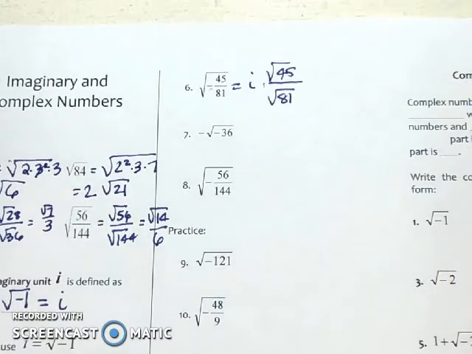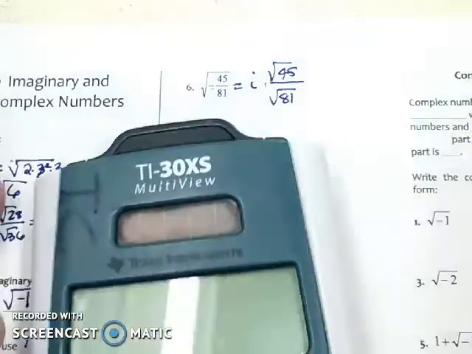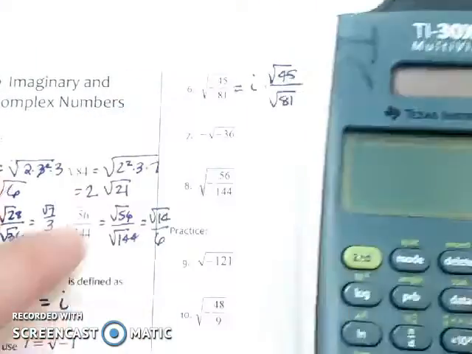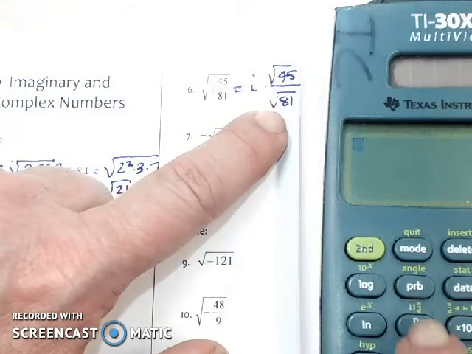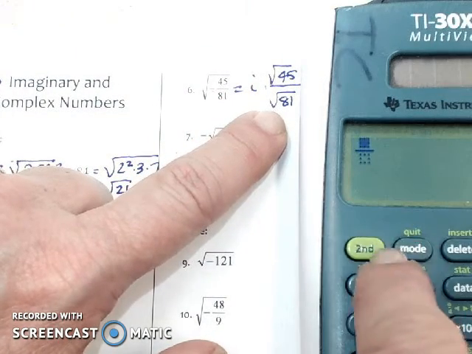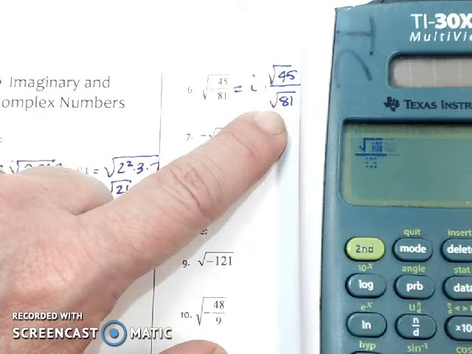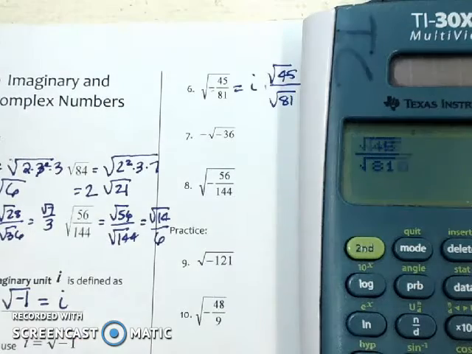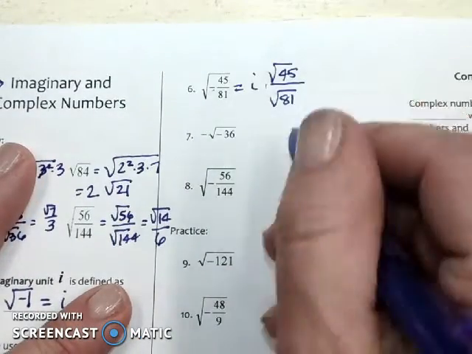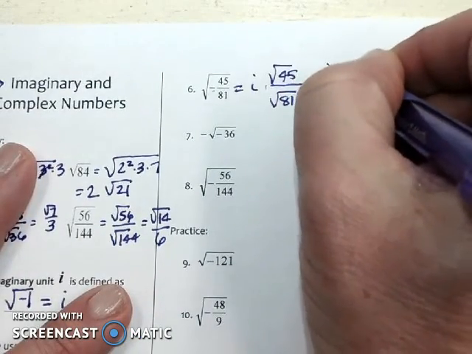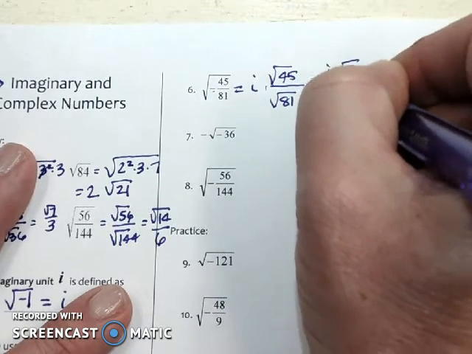So let me show you what I'm talking about in case you're confused on that. If I have this, I'm going to pull out the I for the negative, and then I'm going to hit my fraction button. I'm going to do the square root of 45 over the square root of 81. Y'all know the square root of 81 is 9. I don't even know why I did that. But the calculator will go ahead and simplify it for you, and it's the square root of 5 over 3. So my answer here is I times the square root of 5 over 3.